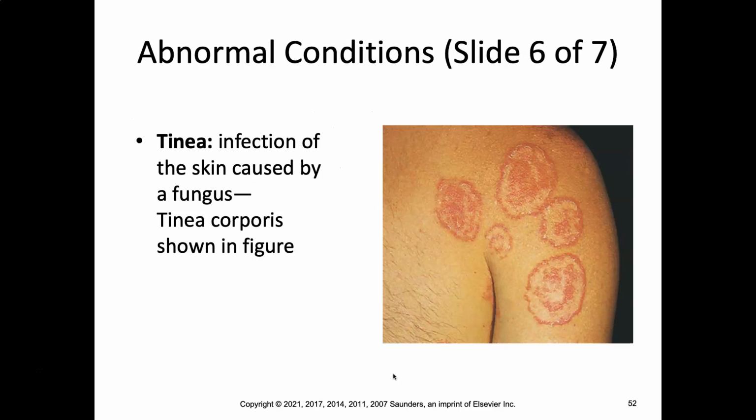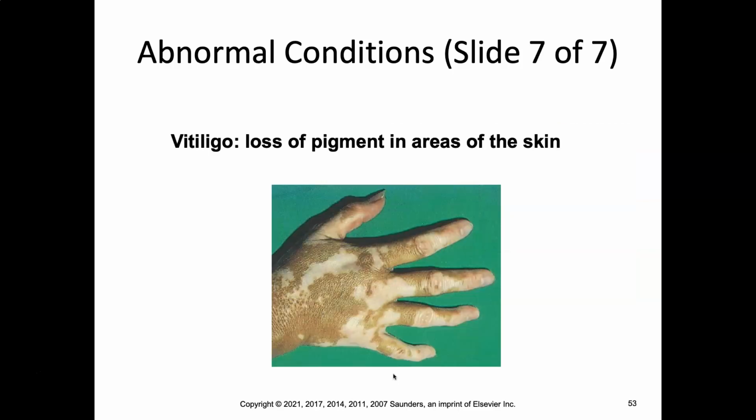Urticaria, hives, we just talked about that, an acute allergic reaction where you get those red round wheals, or we just say hives, but there's a more clinical description, I guess, when you say wheals. Tinea. Tinea is an infection of the skin caused by a fungus. This is tinea corporis that you see here. And obviously it's going to require some type of medication or antifungal to relieve. Vitiligo is a loss of pigment in areas of the skin. Not really sure why this happens, but for some reason sometimes it does.